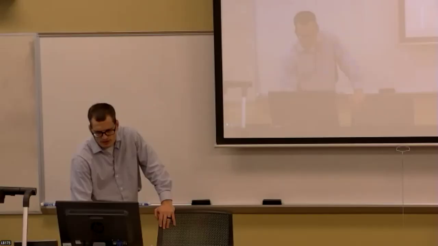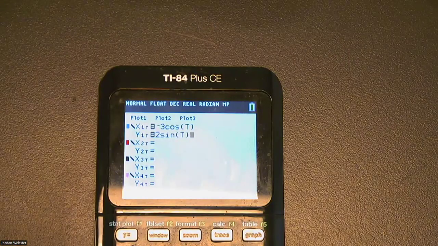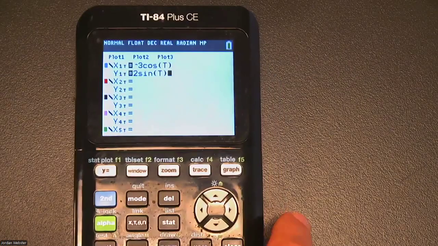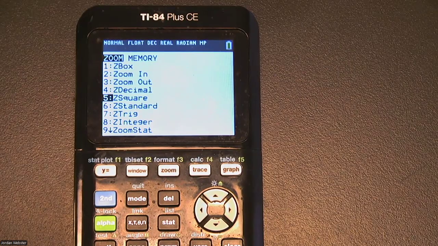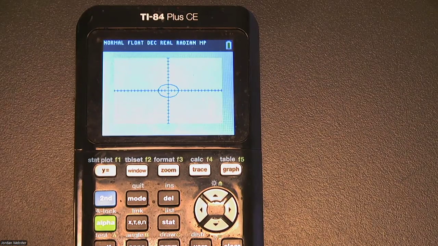Oh, I'm not projecting the calculator yet. All right. Okay. I'm going to do a zoom square. You can use a zoom standard if you want, that's not a problem. But you see that curve. Now, if you were quick enough, you saw how it was being drawn, okay? If you weren't quick enough, that's perfectly fine. If you were quick enough with our eyes, we could see it being drawn. If you're not, that's fine.